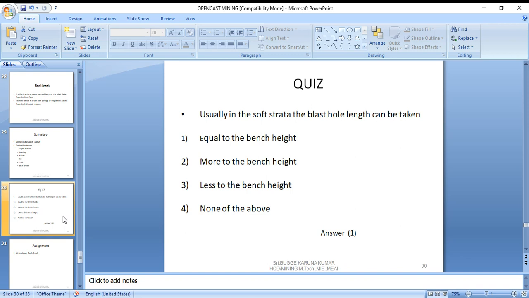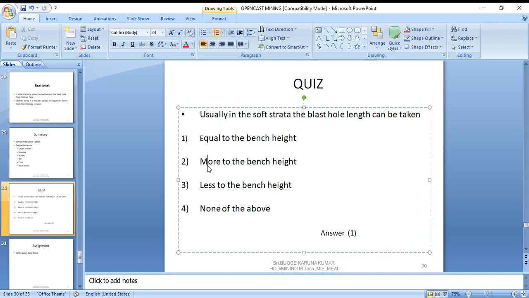But why do we take sub drill? Sub drill you take whenever the strata is hard in nature. If you take less than the bench height, what happens? Toe formation happens automatically. So overall, one question can have three to four answers that you can expect here.